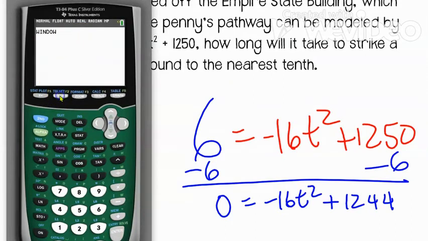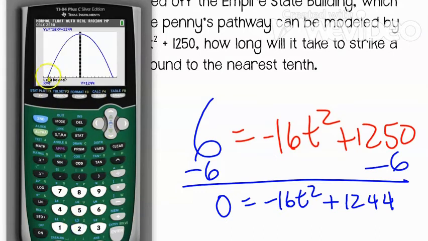I'm going to change my window here. I know my initial value, the penny is dropped at 1,250 feet, so I'm going to make this go up to 1,300. And then when I graph it, I see this nice parabola here. Again, I want to know when it hits that person, which is right here. So I'm going to press second, trace, and I'm going to calculate the 0.